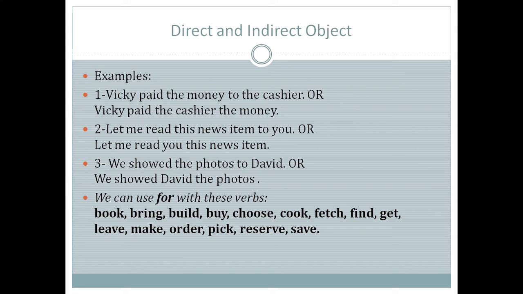We can use for with these verbs. So we use the preposition for with the following verbs: book, bring, build, buy, choose, cook, fetch, find, get, leave, make, order, pick, reserve, save.